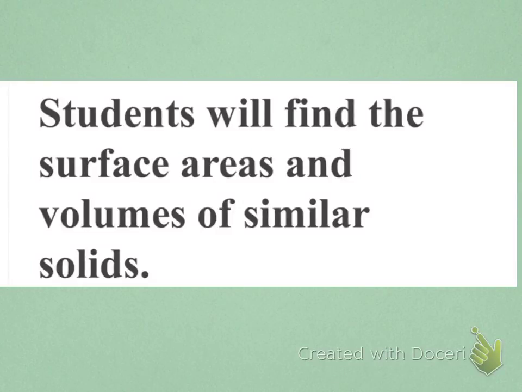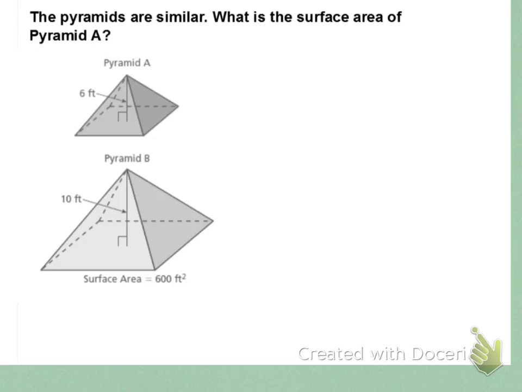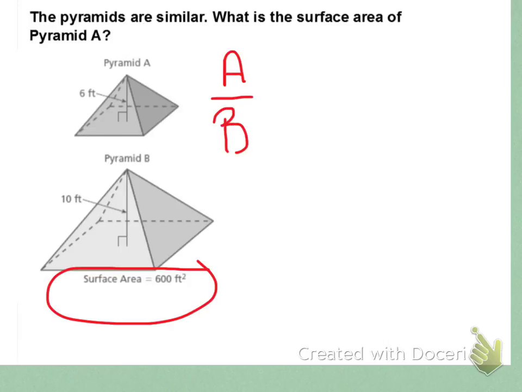Today I'm going to show you how to find the surface area and volumes of similar solids. So in the first example, we have pyramids, and the question is asking, what is the surface area of pyramid A? We are given the surface area of pyramid B. So for surface area, we have to remember to make our ratios and then square them. So we have pyramid A over pyramid B.